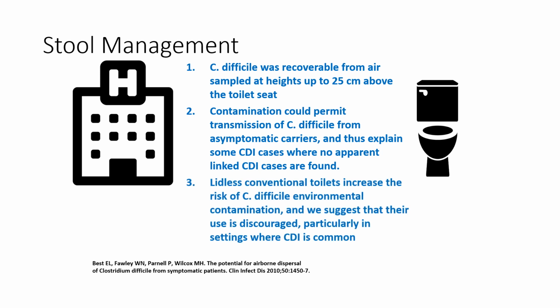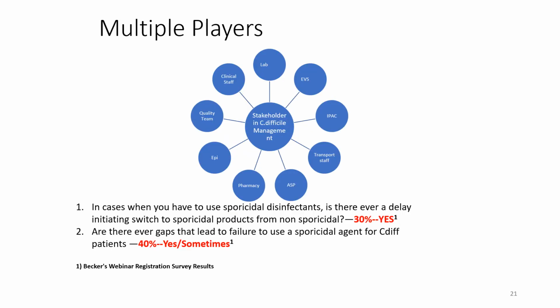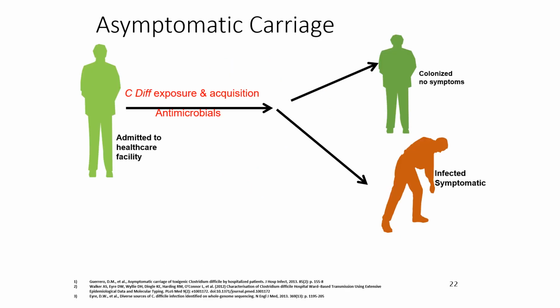Lidless combination toilets increase the risk of C. difficile environmental contamination. We suggest that their use is discouraged, particularly in settings where C. difficile is prevalent. There are multiple players in cases where we have used spore disinfectant. Is there ever a delay in a setting switching to spore products? Are there any gaps or failures in the use of sporicidal agents in the facility?